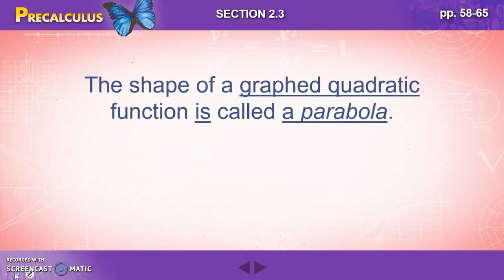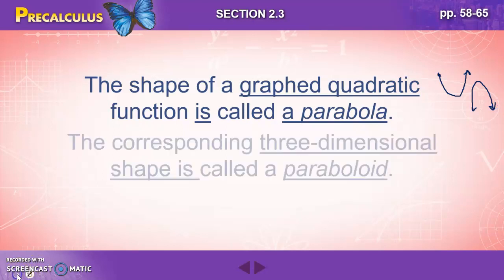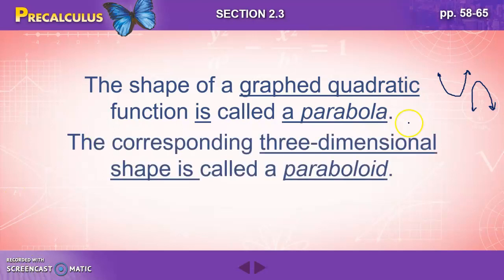The shape of a graphed quadratic function is called a parabola, and that is going to be this kind of U shape. It can open up or it can open down. This should be a review for you from last year. The corresponding three-dimensional shape is called a paraboloid.